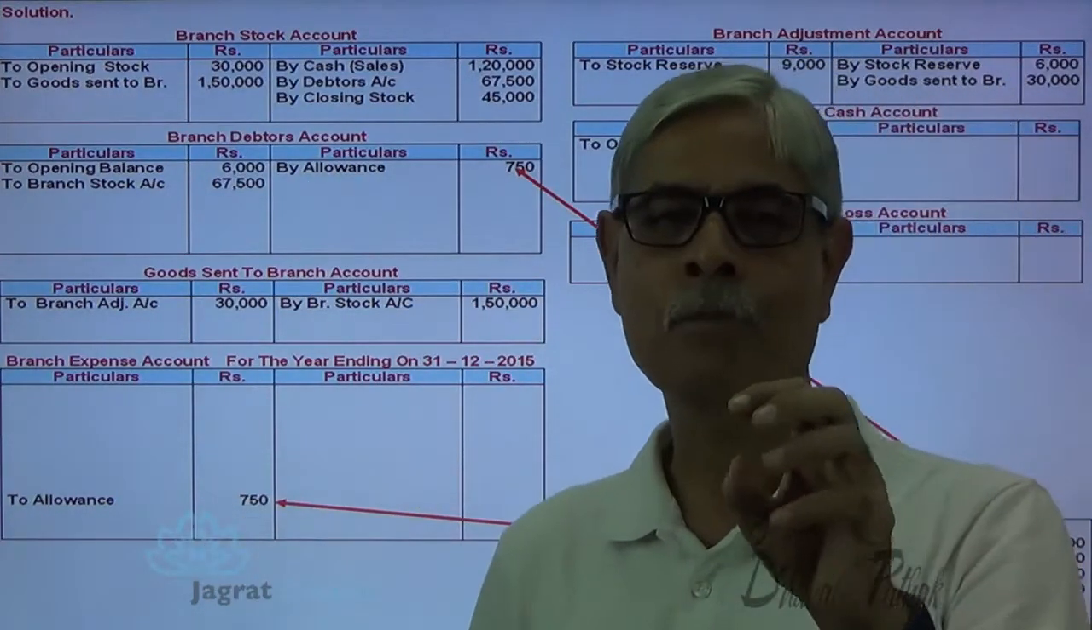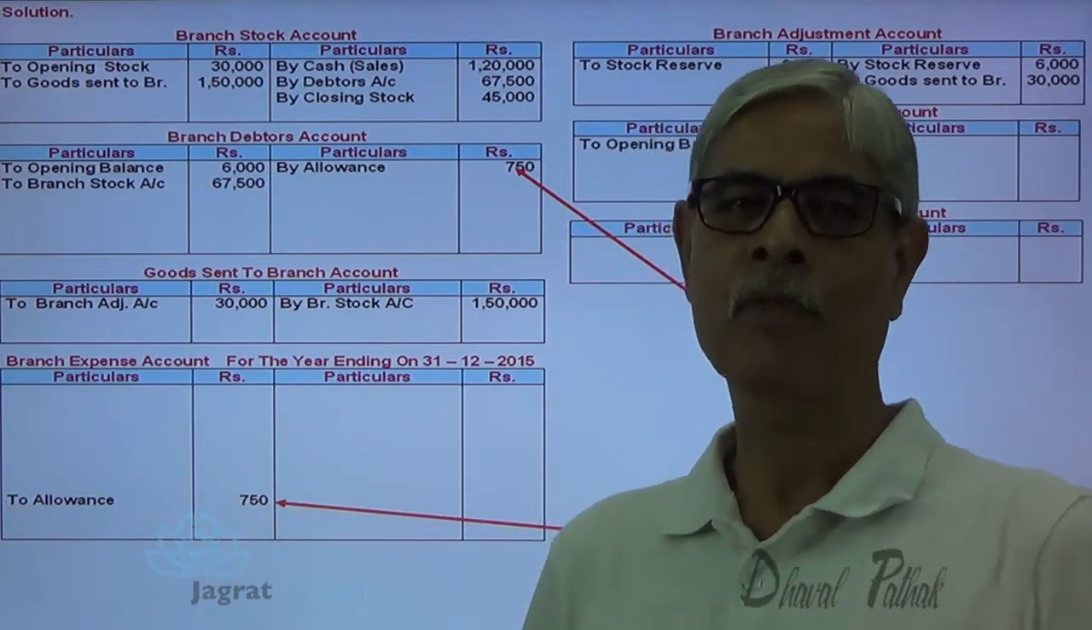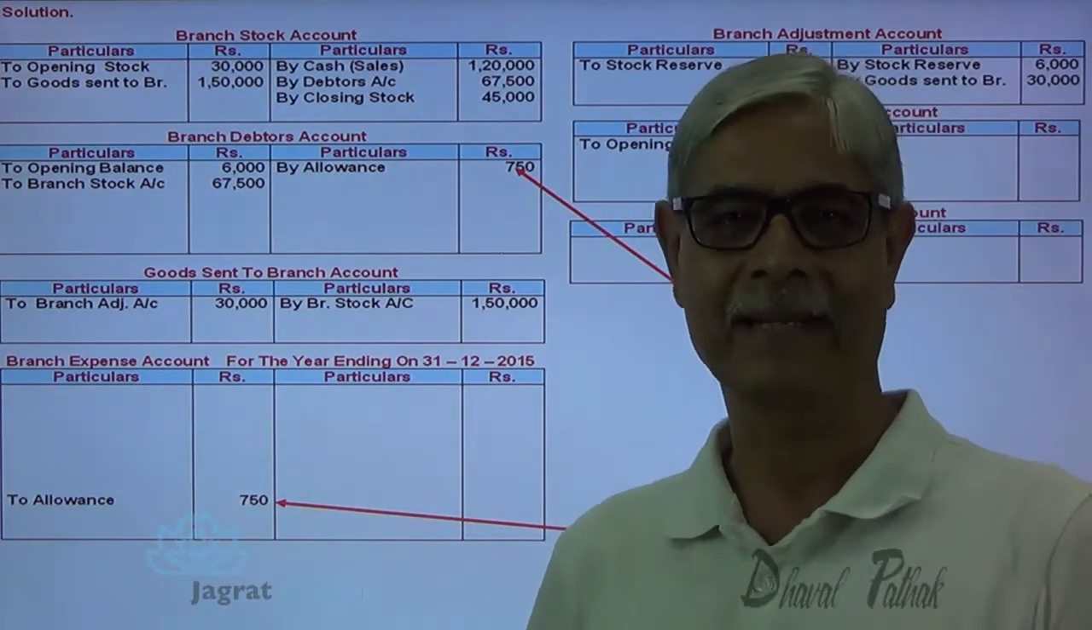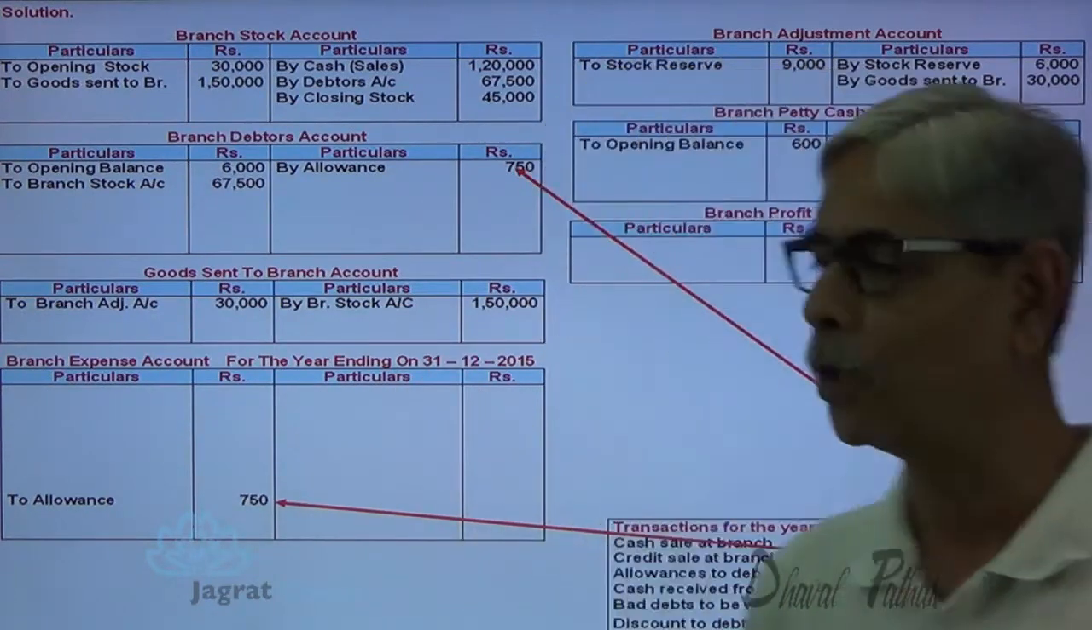So there is one temporary transitory account prepared, the allowances account, wherein regular daily routine transactions are recorded and the total of allowances is transferred to branch expense account. That's an important point.